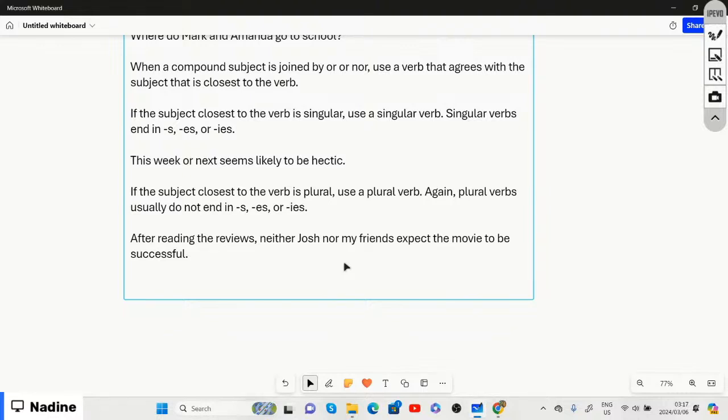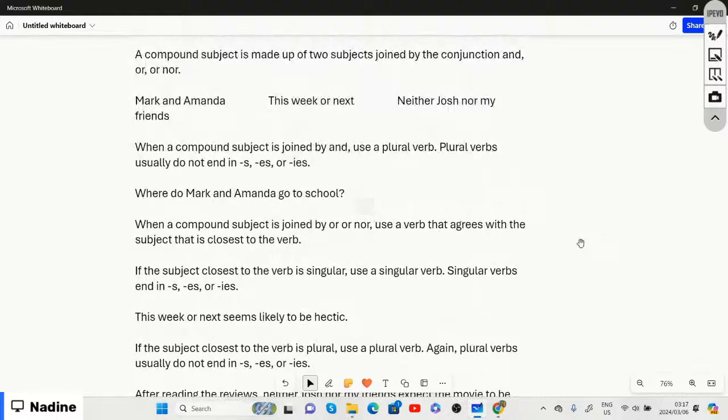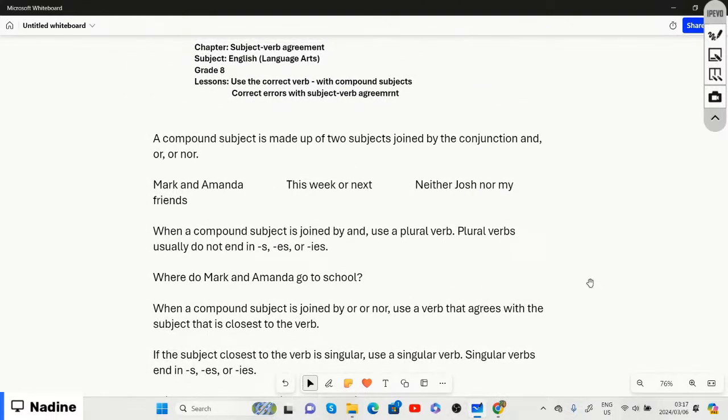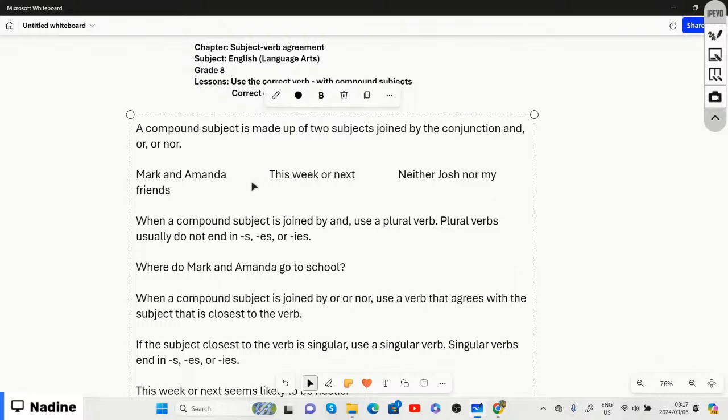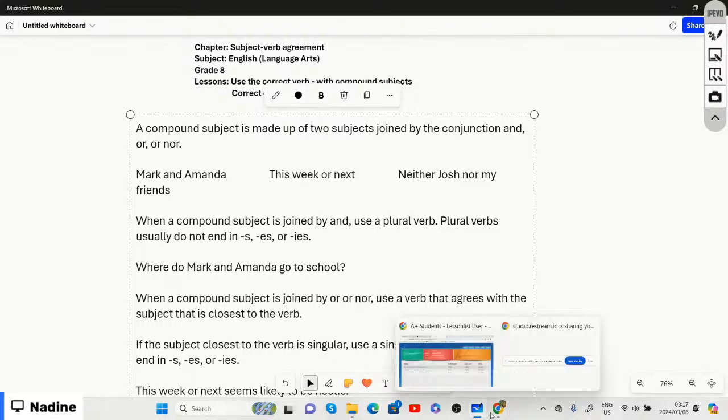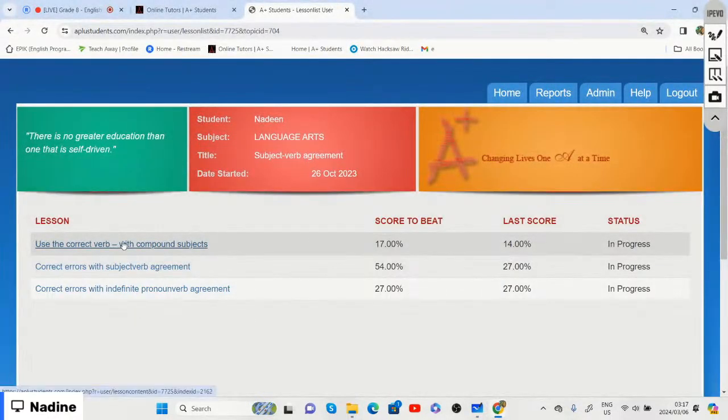All right. So this is basically subject-verb agreement. And we said with subject-verb agreement, the subject needs to agree with the verb. It is also to do with compound subjects joined by a conjunction. And before we continue, we're going to leave the whiteboard now and go to aplusstudents.ca.